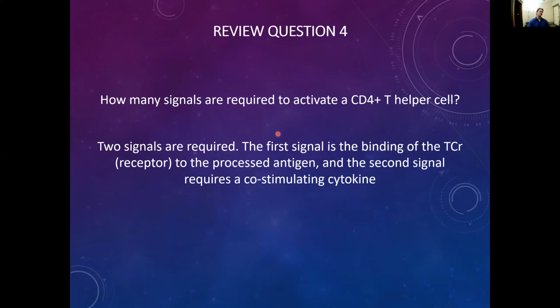But just as a reminder for you guys here, the first signal is the binding of the TCR, so the receptor, to the processed antigen. And the second signal requires a co-stimulating cytokine. Remember those little white molecules on our diagram.